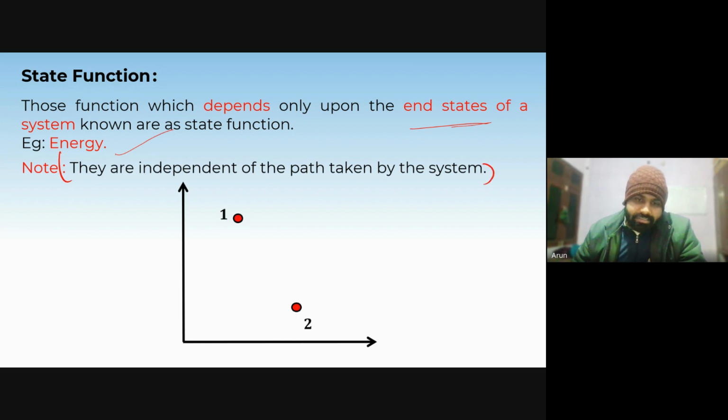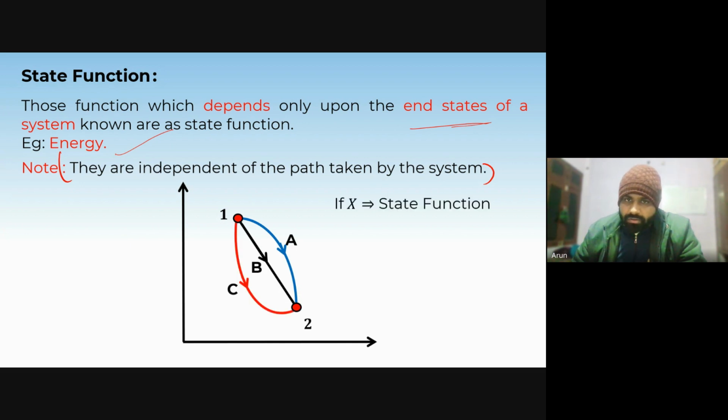So this is state 1, this is state 2. This is the path that we have taken, let's say A. This is path B and this is path C. If x is a state function, it will not depend on how we have covered this distance, how we have changed state 1 to state 2. Either we have taken path A, or path B, or path C, it is the same for all.